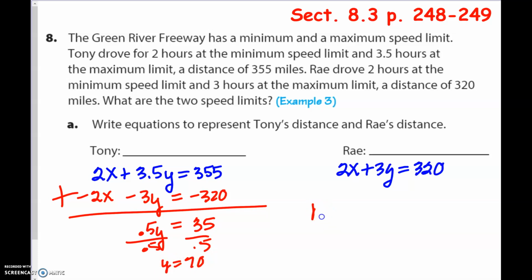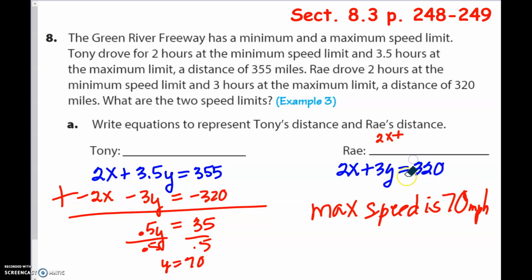So that means that the max speed is 70, and was it miles per hour? Miles per hour. Okay, now let's plug that y value in, and let's just do it by Ray's. So 2x plus, and we're putting a 70 in here, 210 equals 320. So when I subtract 210 from both sides, 2x equals, what's that, 110? So x equals 55.